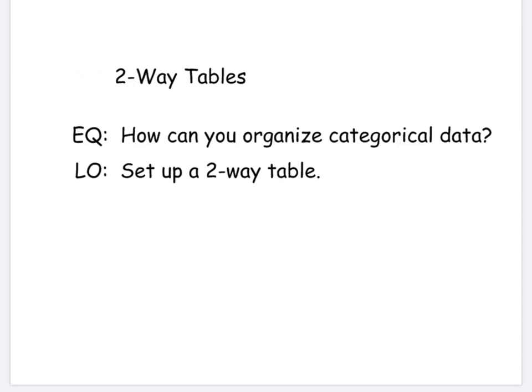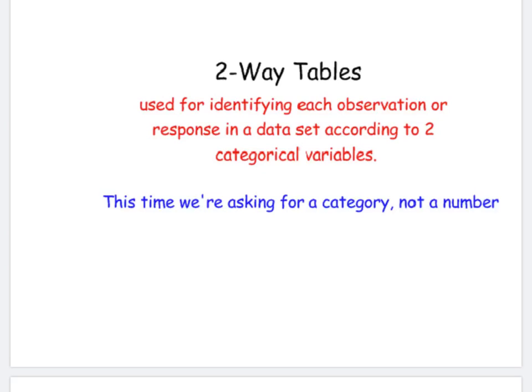This lesson is going to look at creating and analyzing two-way tables. A two-way table is used to identify and record observations of categorical data. So like scatter plots, those were looking for quantitative data, or data that was numerical, measured in numbers. This time we're looking at data in categories, like favorite color, or if you're a boy or a girl, or subject in school, things that are not necessarily measured in numbers.